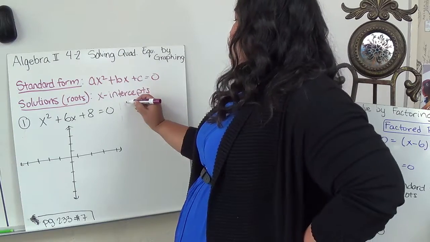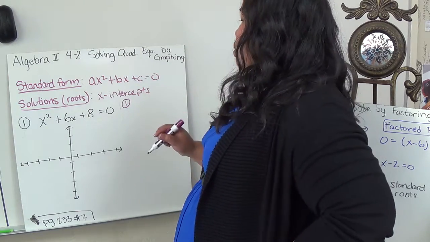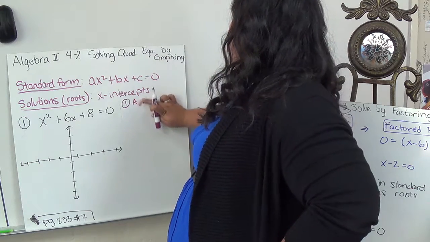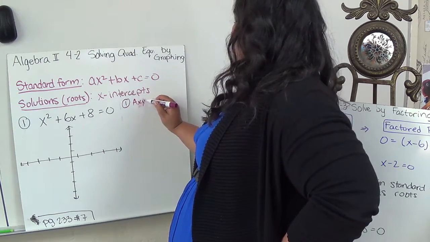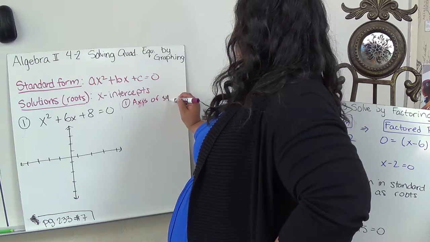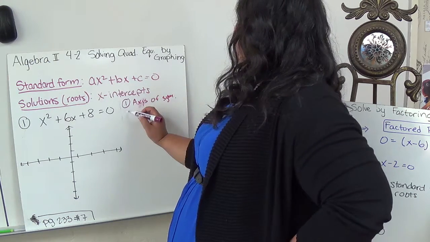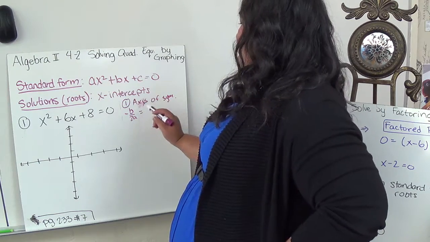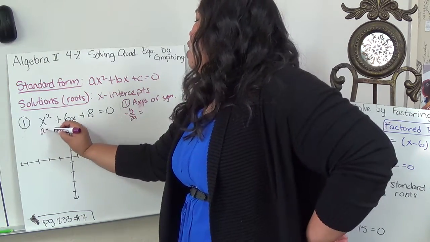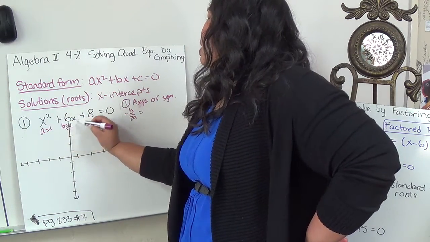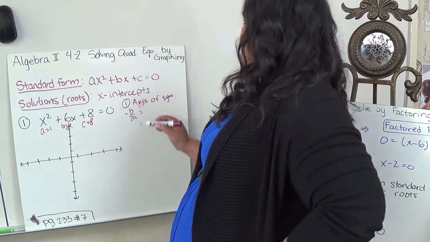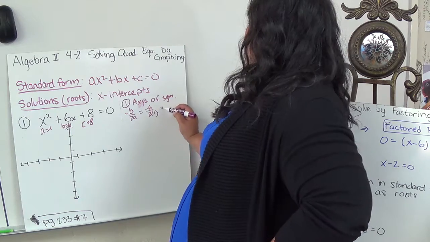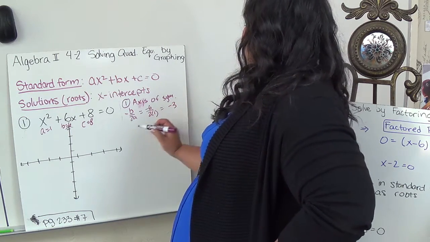My first step, just like last section, is to find the axis of symmetry, which is negative b over 2a. And our a equals 1, b equals 6, c equals 8. So we have negative 6 over 2 times 1, which is negative 3.